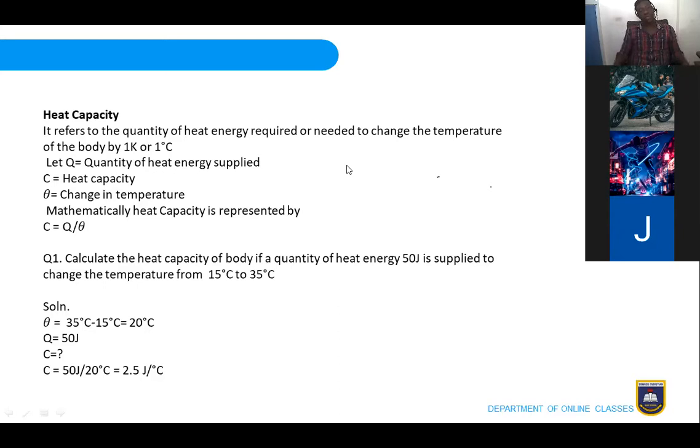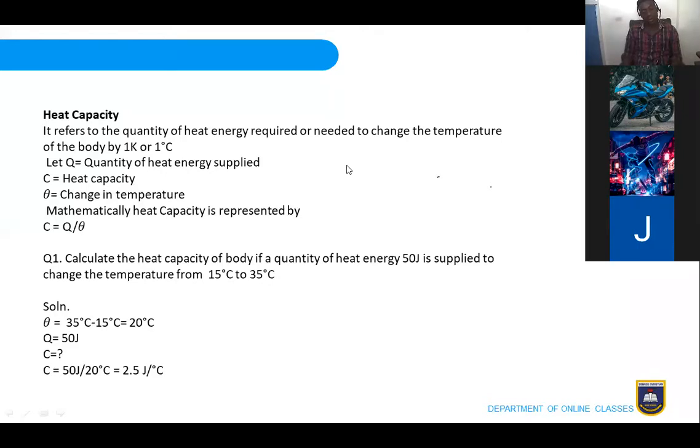solve question one. Let's see question one. Calculate the heat capacity of a body if a quantity of heat energy of 50 joules is supplied to change the temperature from 15 degrees Celsius to 35 degrees Celsius. Now, first of all, you need to write your data down.